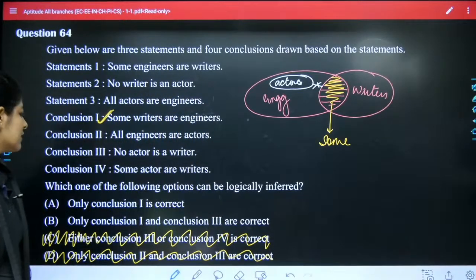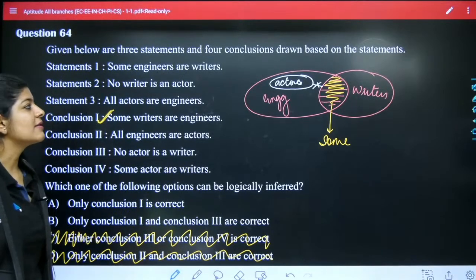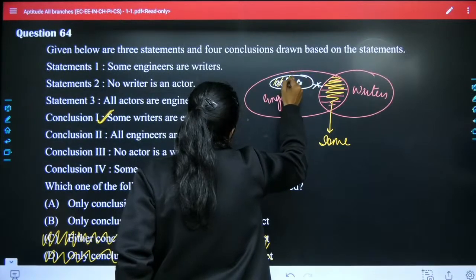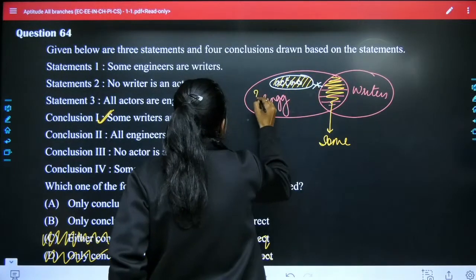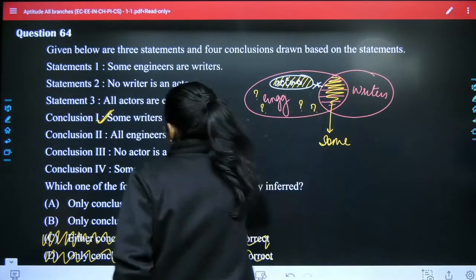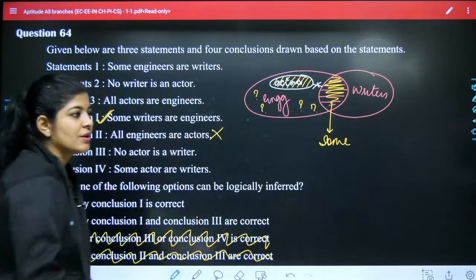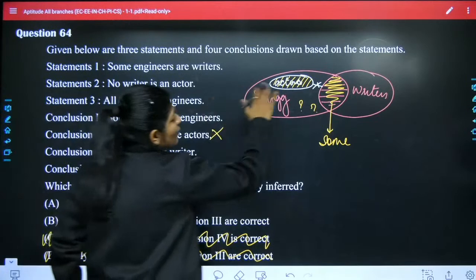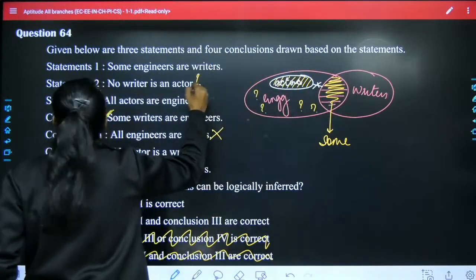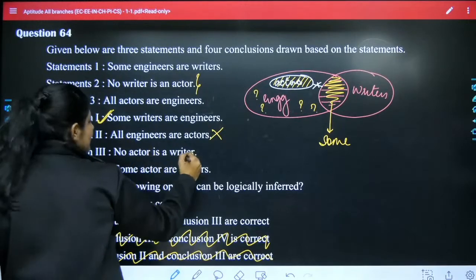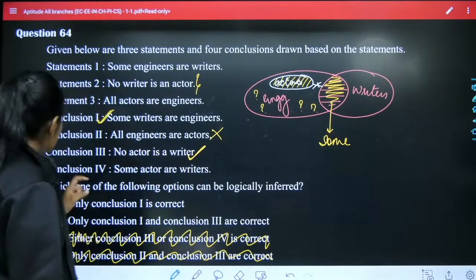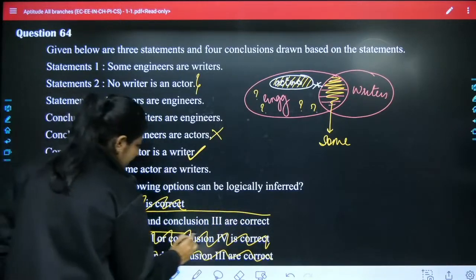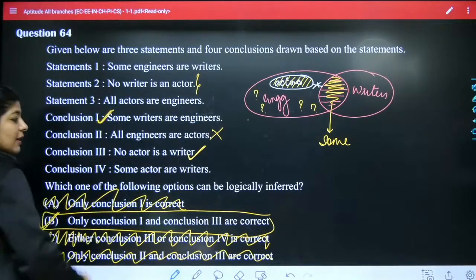Now the second conclusion says all engineers are actors. We can only say that for this part. We can't say anything about the remaining part of engineers, so we can't accept this second conclusion. The third conclusion says that no actor is a writer. Yes, no actor is a writer. That is given in statement number 2. So this third is also correct. That means option A is also eliminated. The correct answer is option B.